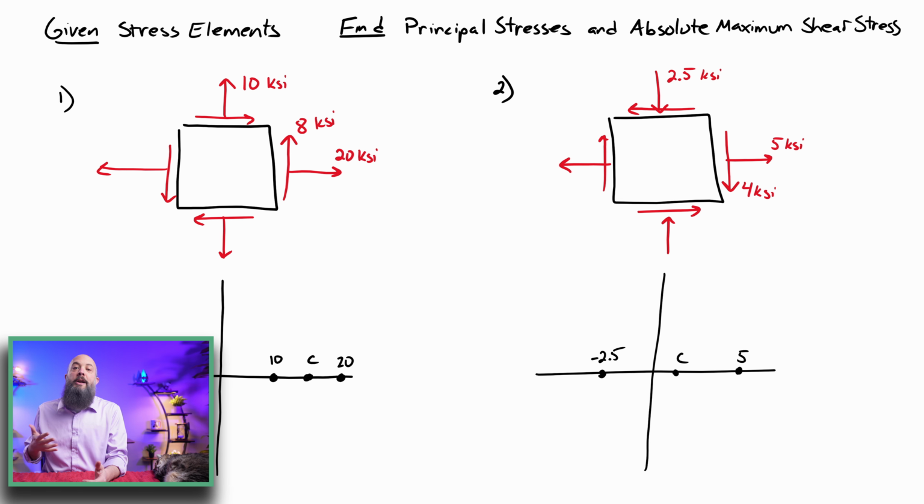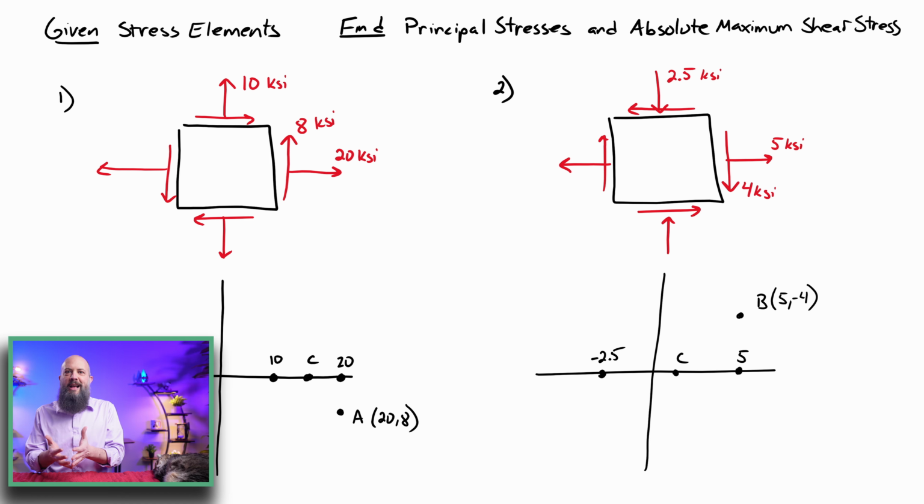Now we're also going to plot a point on Mohr's circle. I'll call these A and B. This is going to be at the X coordinate at sigma X, and the Y coordinate will be at the shear stress value. So for problem A, 20, 8, and for problem B, 5, -4.